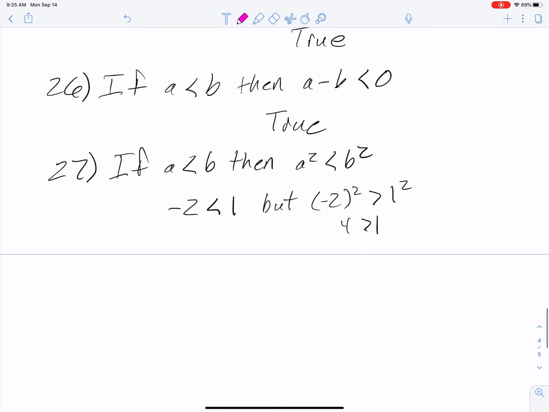And then finally, 27, and we've actually discussed this in a different set of problems. A is less than B, then A squared is less than B squared. Well, I know that's false. I can quickly make up an example. Negative 2 is less than 1, but negative 2 squared is greater than 1 squared, so that makes this a false statement.